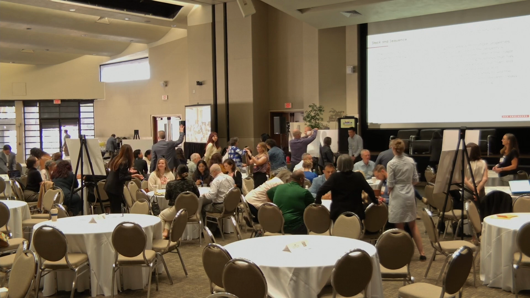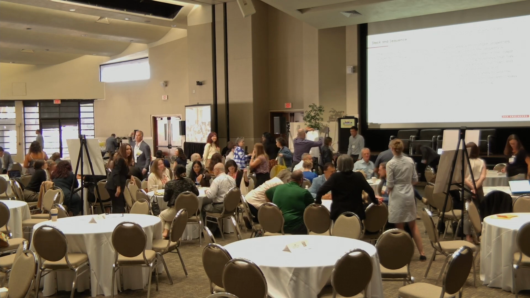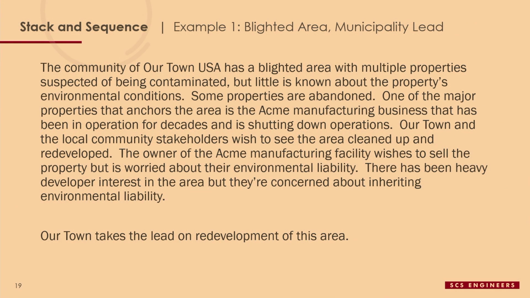Okay, let's talk about this stack and sequence example. This particular one is a municipality-led scenario. That's important in this piece. The second one is going to be an affordable housing developer-led, but the first one is this. In this scenario, the community has an area that they think is blighted and has contaminated brownfield sites. A lot of those properties are abandoned. There's one particular property that anchors the area, which is a manufacturing business that has been in operation for decades. Does anybody remember what I talked about in terms of operating for decades? This is a hint of your stack and sequence.